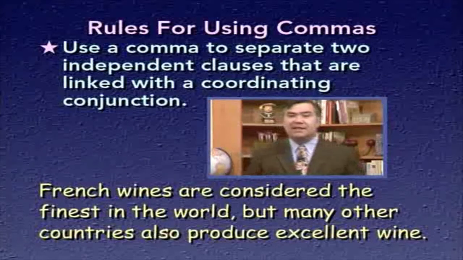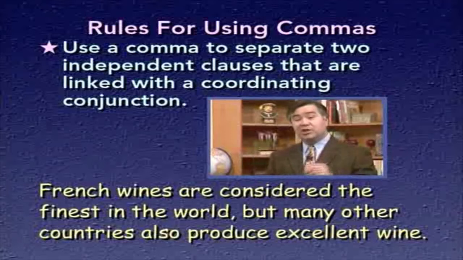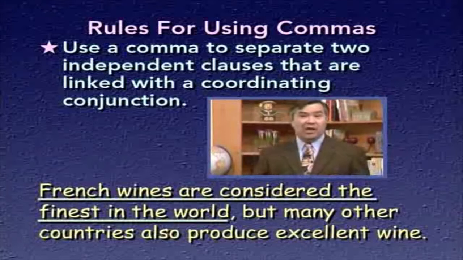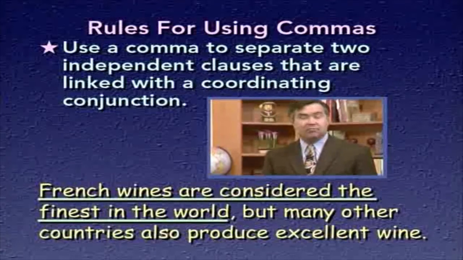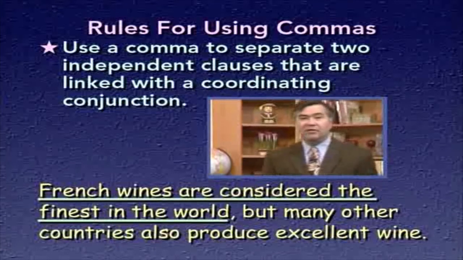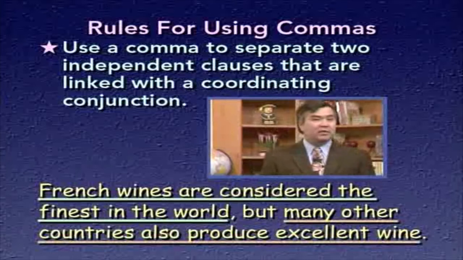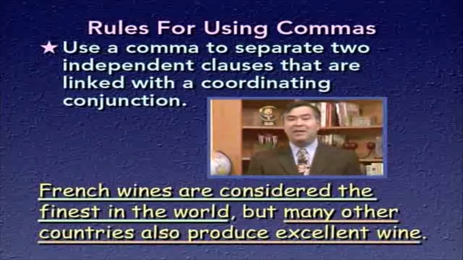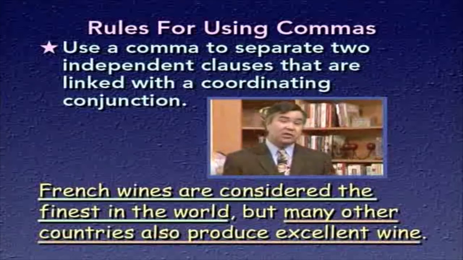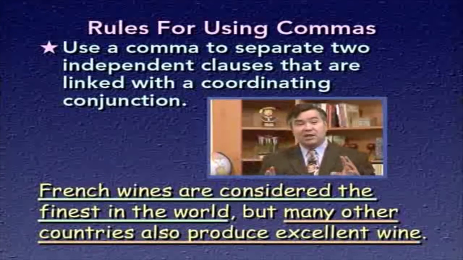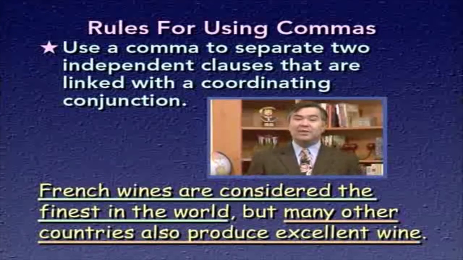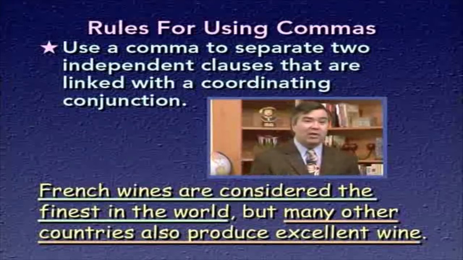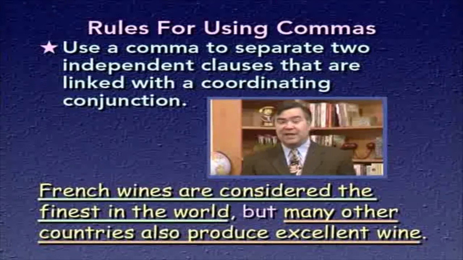Here we have a sentence that is made up of two independent clauses. Each of the clauses here could stand alone as a sentence. French wines are considered the finest in the world. Yes, that could be a sentence by itself. Many other countries also produce excellent wine. That too could be a sentence by itself. Because the two ideas are closely linked, the author has decided to join them into a single sentence and use the coordinating conjunction but as the connector. And that makes perfect sense.